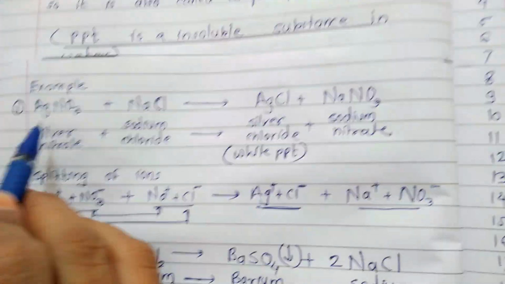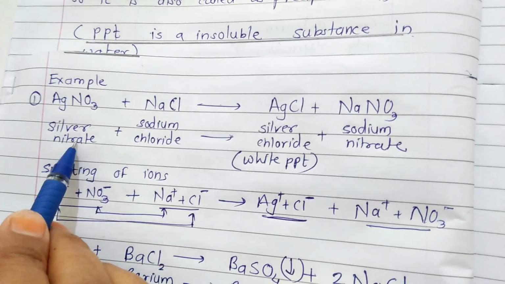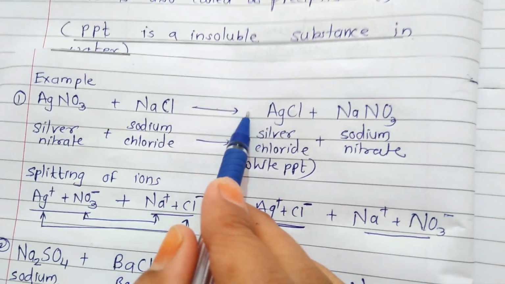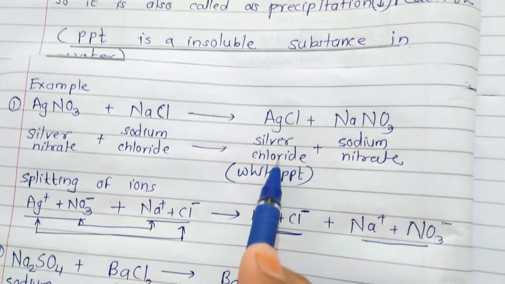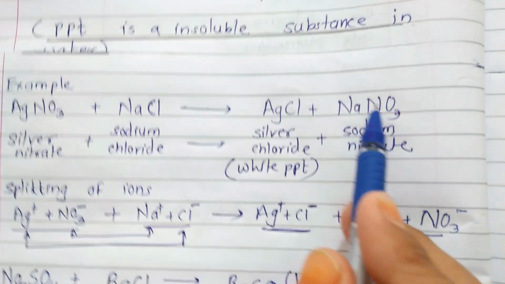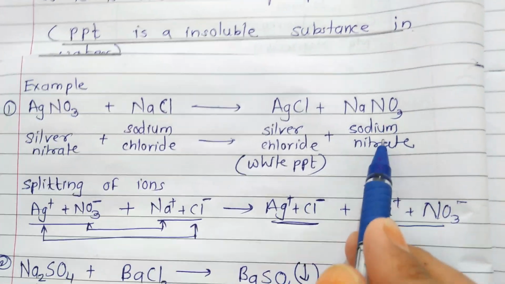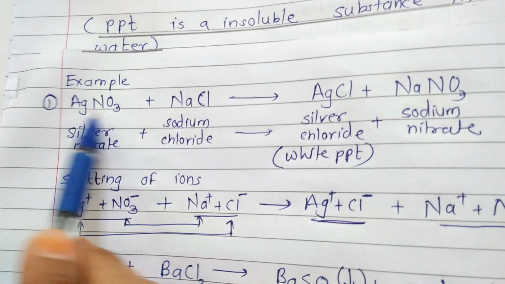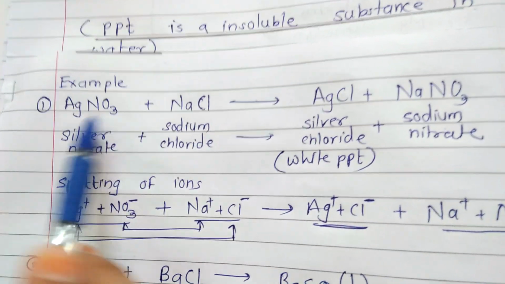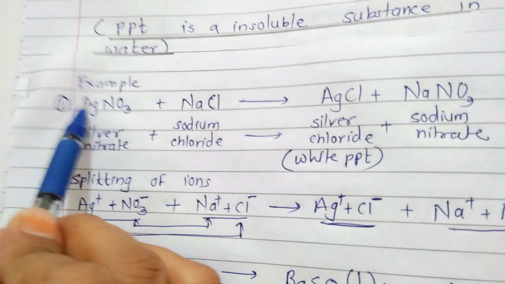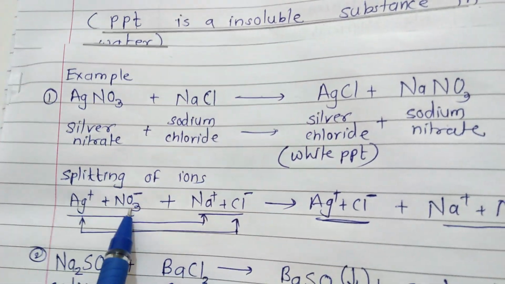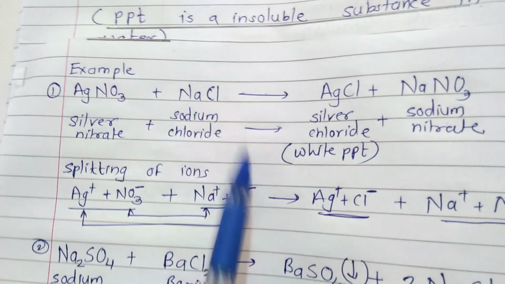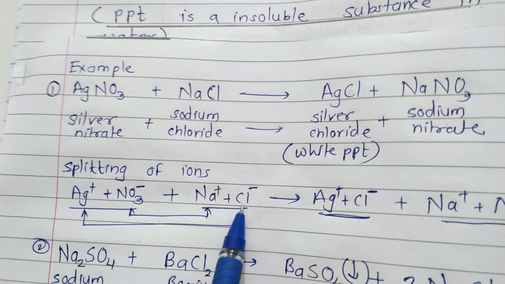First example: AgNO3, silver nitrate, reacts with sodium chloride, NaCl, to give AgCl, silver chloride, plus sodium nitrate, NaNO3. Now see what happened in this reaction. The silver nitrate splits into Ag plus and NO3 minus. The NaCl forms ions, Na plus and Cl minus.